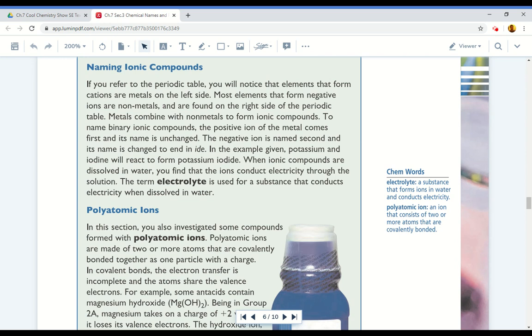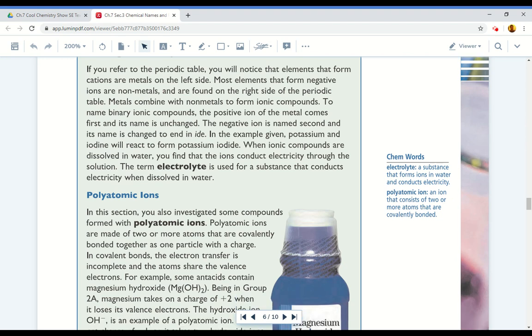When ionic compounds are dissolved in water, you find that the ions conduct electricity through the solution. The term electrolyte is used for a substance that conducts electricity when dissolved in water.